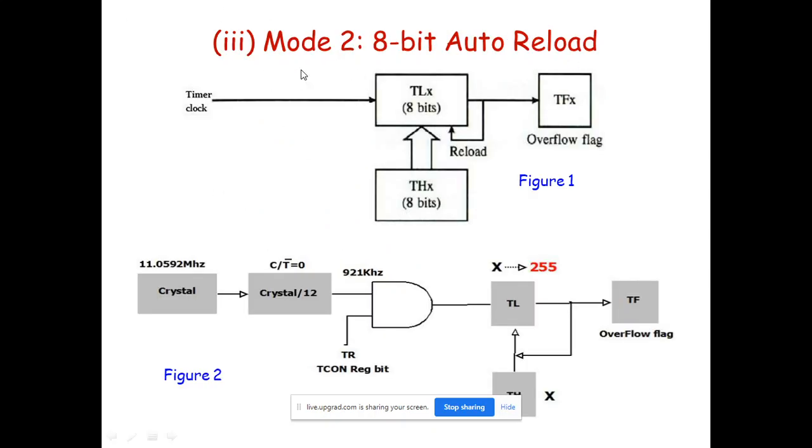Now before that, let's recall mode 2. We know that mode 2 is 8-bit auto reload. Once you do that calculation, just put the value into the auto reload. For example, suppose my demand is baud rate 9600. According to that, I will calculate the value and place it here. Then I start the timer, and this value is reloaded into the TLX. X is either 0 or 1.